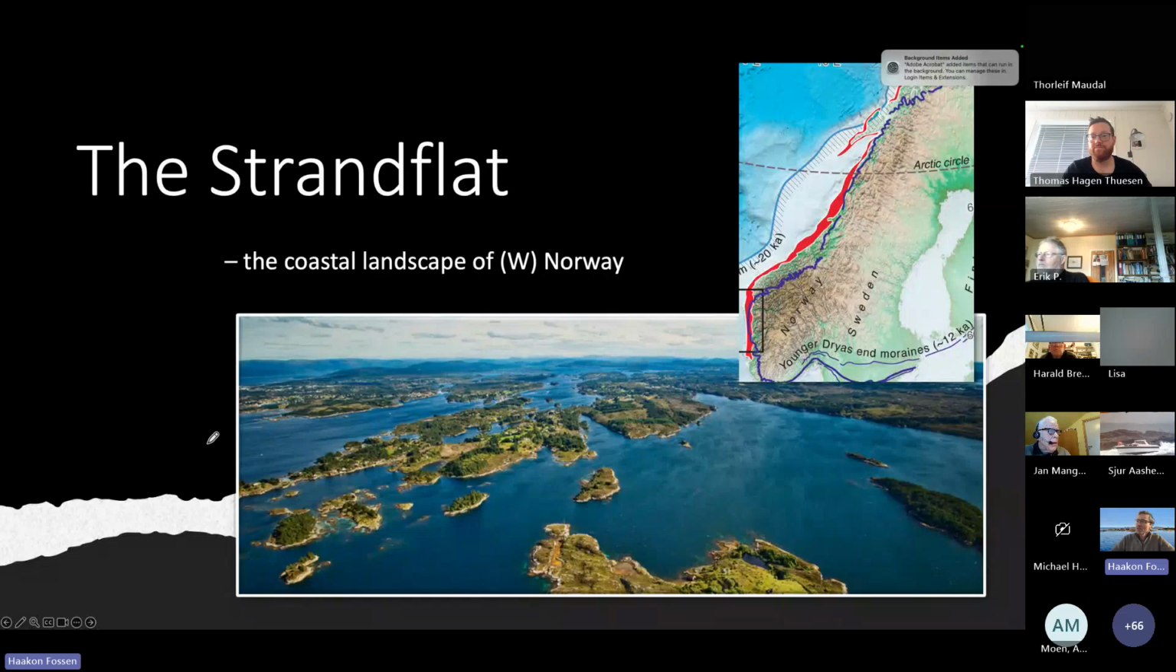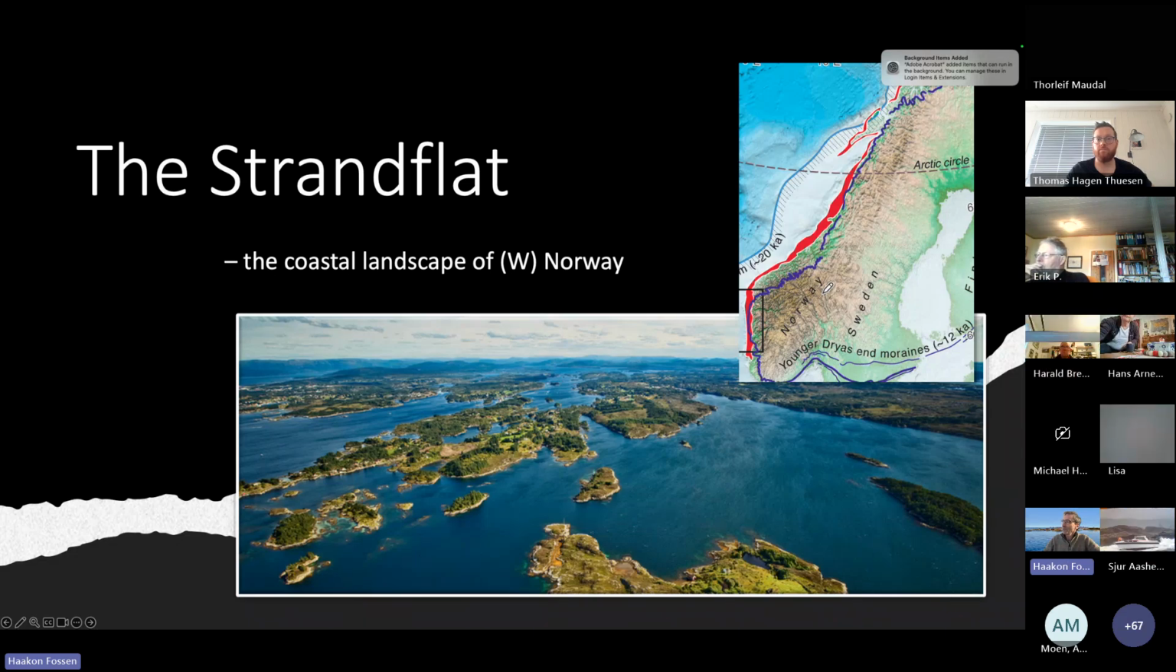I'm a structural geologist, but I like to do different things, and this is geomorphology mostly, but structural geology is actually an important part of this game. So that's my excuse, I guess. The strandflat is a very important geomorphological feature along the coast of Norway, marked in red in this map on the upper right. A lot of people live there, farming, fishing, industry, and so on.